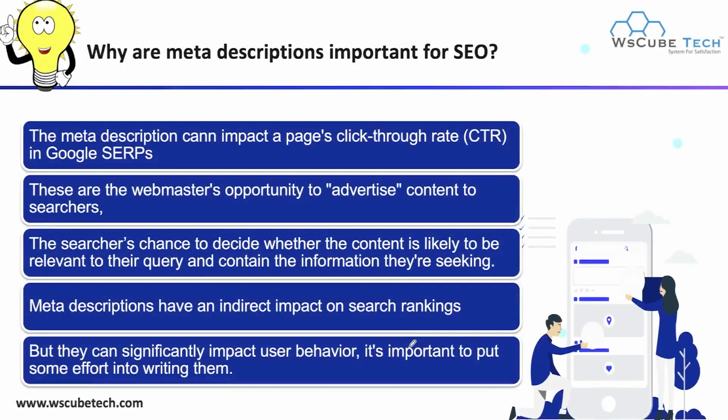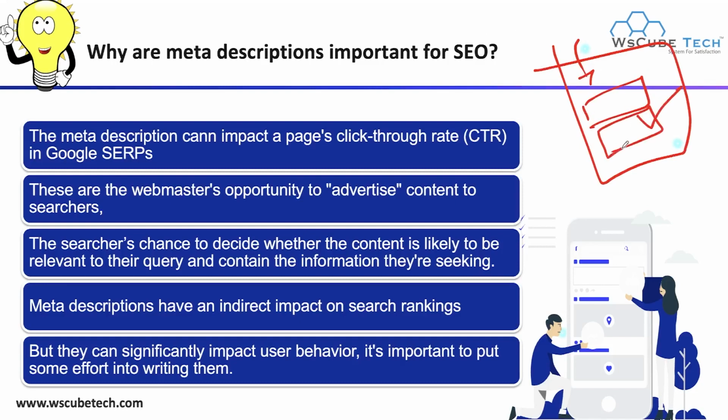Now, why is meta description important for SEO? The meta description can impact a page's click-through rate in your Google search engine result page. How can we see that? See, on your Google search engine result page, you can see your particular website title and meta description. Meta description is the first descriptive content about your web page. When a user reads this particular information, they can get an idea about whatever information they can find on your web page.